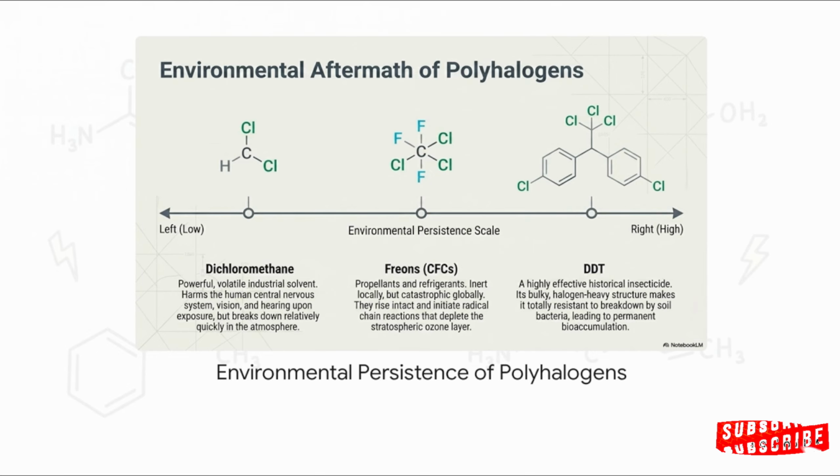In the middle, we've got freons, or CFCs. Now, these are highly inert locally, which is what made them such great refrigerants, but they're globally catastrophic. They rise totally intact into the stratosphere and initiate these massive radical chain reactions that just devour the ozone layer. And on the far right, DDT. Because of its bulky, halogen-heavy structure and that exact resonance shielding we just talked about, it is totally resistant to breakdown by soil bacteria. The terrible result? Permanent bioaccumulation in the food web.